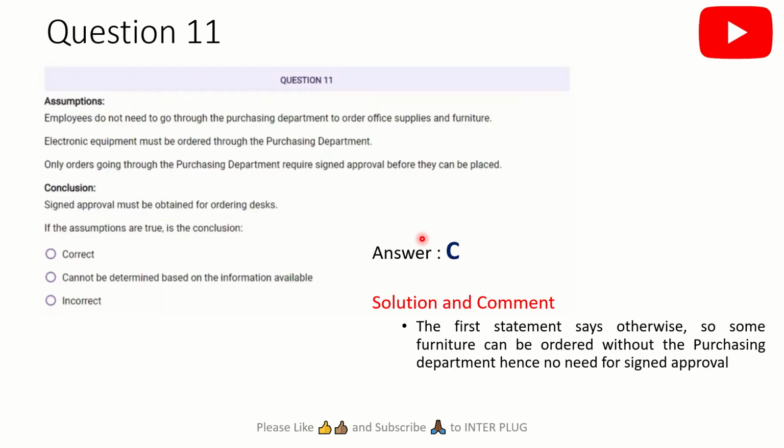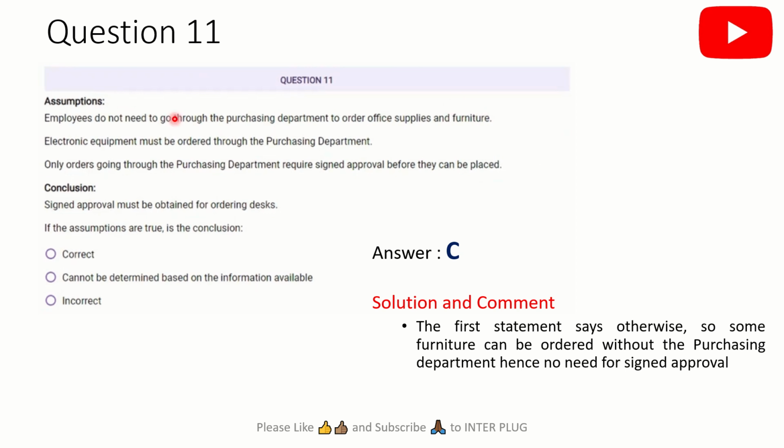We move on. Here we have again these nice questions on assumptions and conclusions. So we have three assumptions here. Employees do not need to go through the purchasing department to order office supplies and furniture. Electronic equipment must be ordered through the purchasing department. Only orders going through the purchasing department require signed approval before they can be placed. So the conclusion here is signed approval must be obtained for ordering desk. We know that desk is actually furniture.